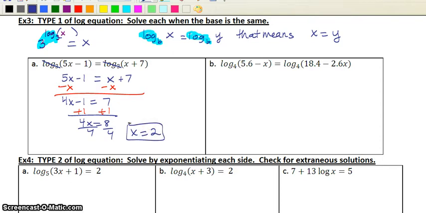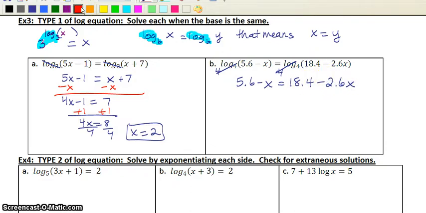Let's try it again on example B. So again, really what's happening is we're going to take both sides as exponents of the base 4, and that cancels both of the logs out, and I just have 5.6 minus x equals 18.4 minus 2.6x.